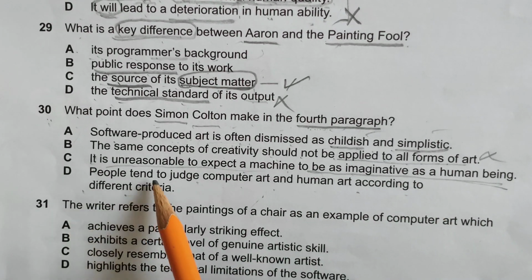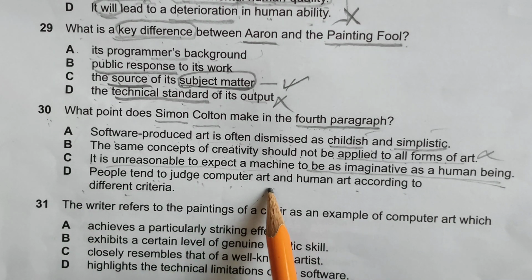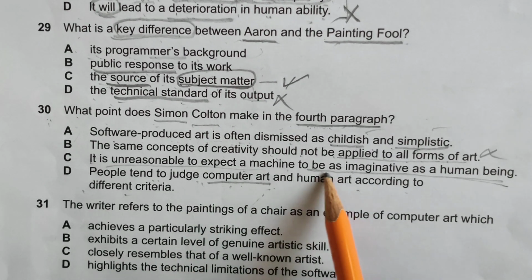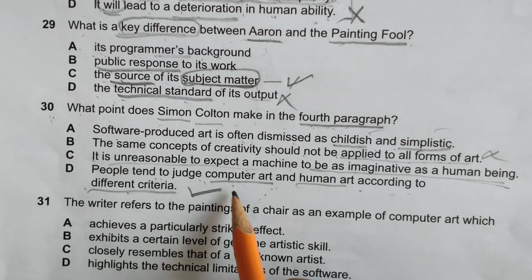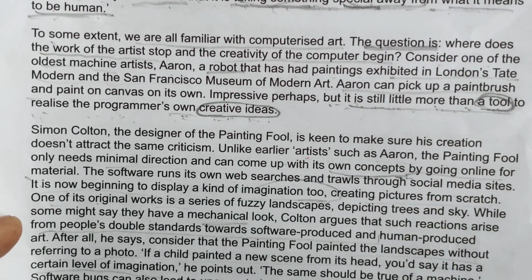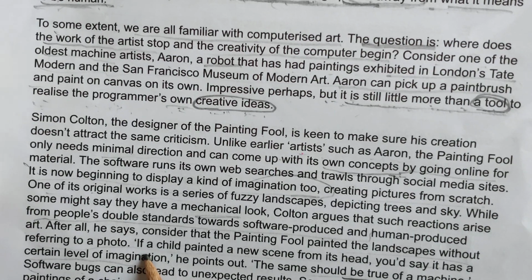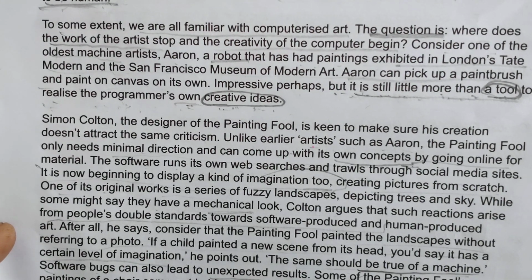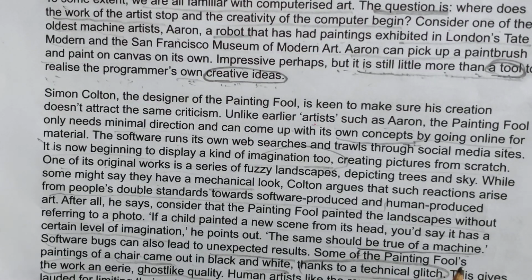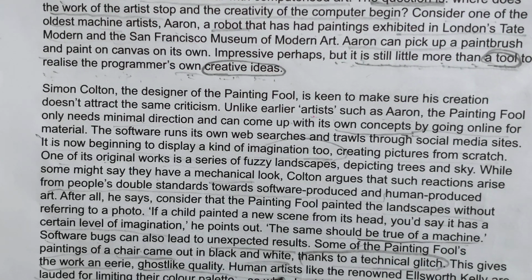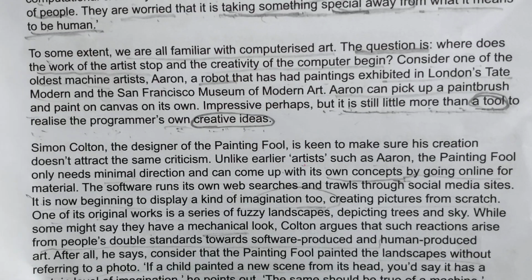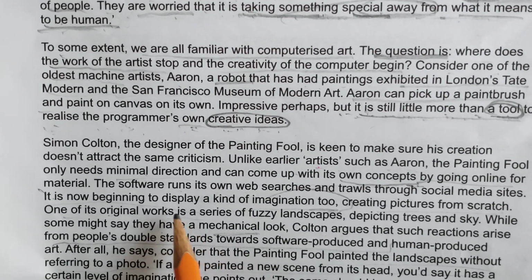No. People tend to judge computer art and human art according to different criteria. Yes, it is given, like here. People tend to judge. Yes, it is given. If it changes, okay, there should be some of the paintings, okay. Human artists like the, from here we can read the whole paragraph. We have to read, okay.